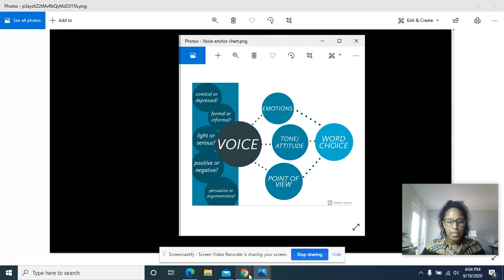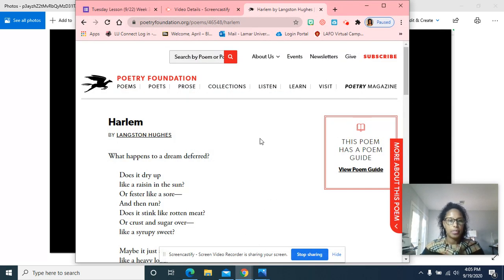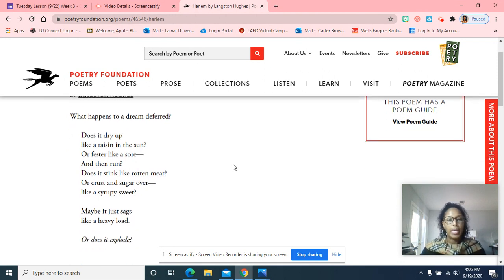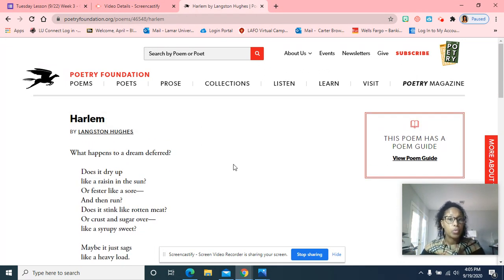Okay, so we're going to take a look at this piece. Now, you've already been introduced to Langston Hughes. And this is a piece by Langston Hughes, and it's called Harlem. So I'm going to read it to you. And when I read it to you, I want you to pick up on what you think the tone of this piece is, what the author's voice is, what the poet is trying to say, what the poet wants you to feel when I'm reading it.